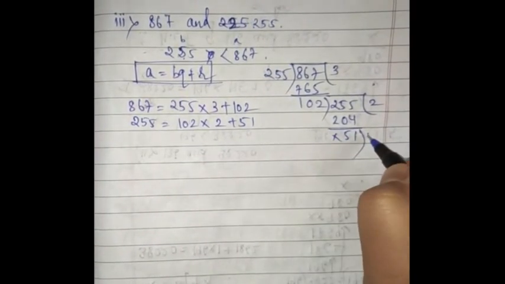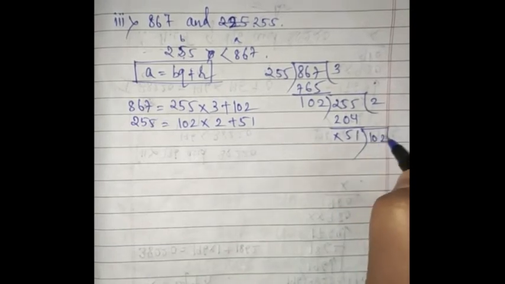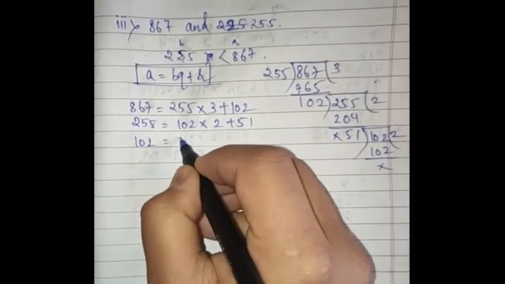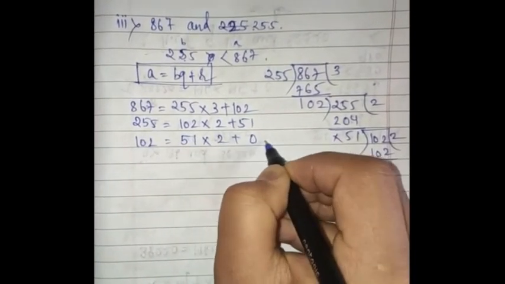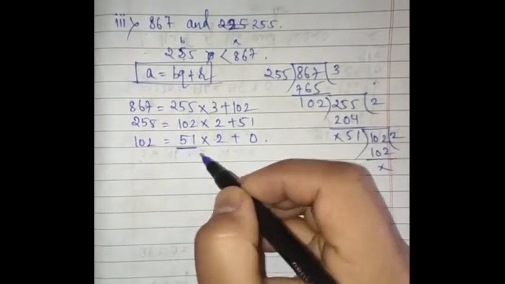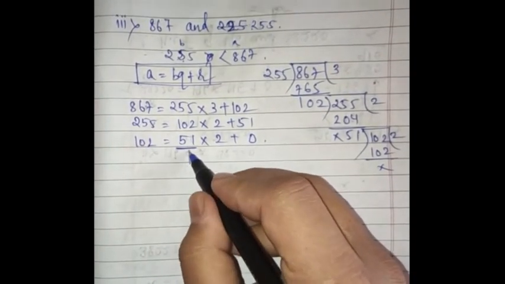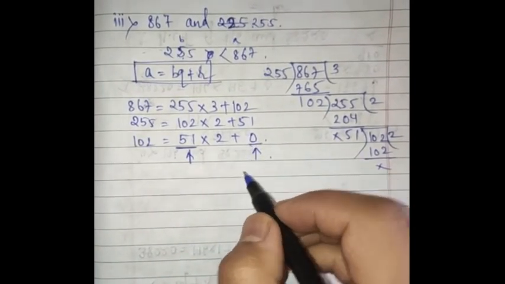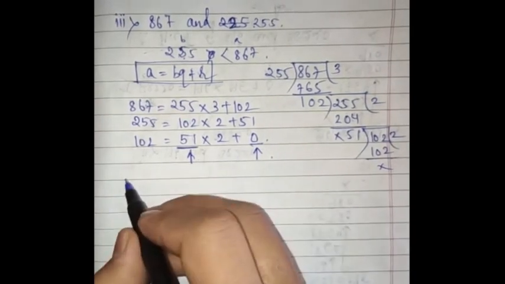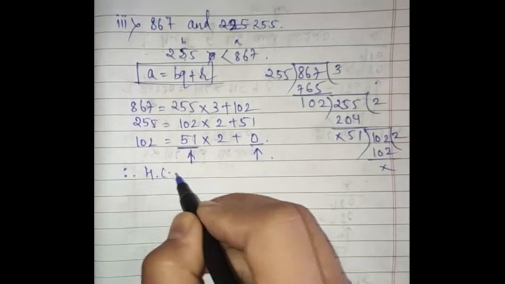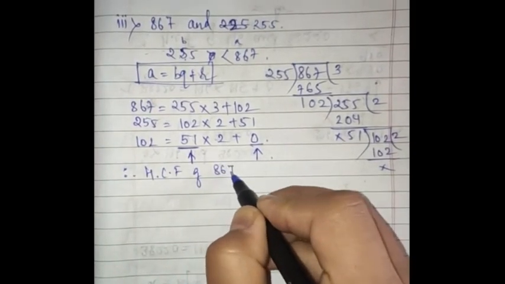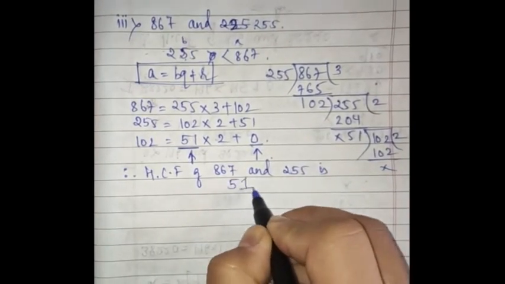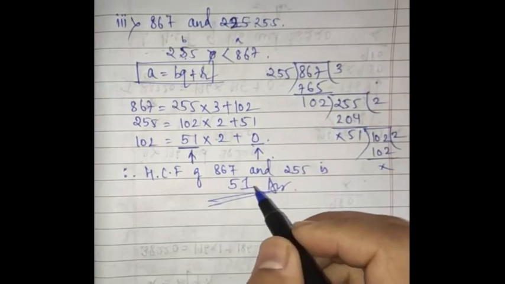So now 51 will become our divisor, 102 will become our dividend. So 51 twos are 102. So 102 is equal to 51 into 2 plus 0. So whichever divisor you use, if you are getting the remainder 0, as mentioned earlier, that is the answer, isn't it? So therefore HCF of 867 and 255 is 51. Alright, I hope you are clear with this. There is no doubt, right?